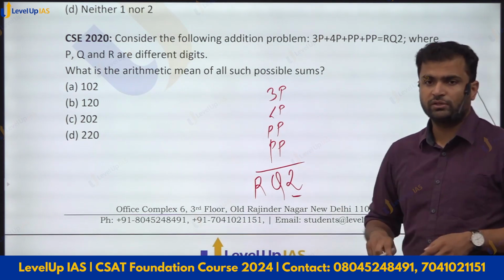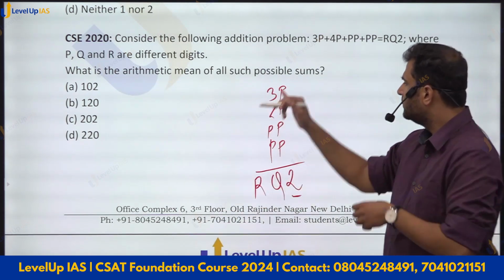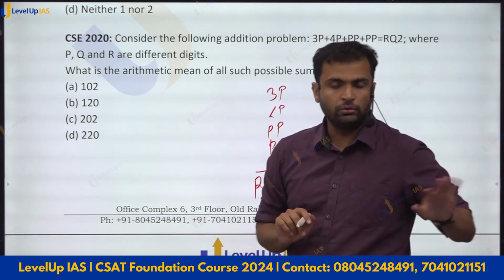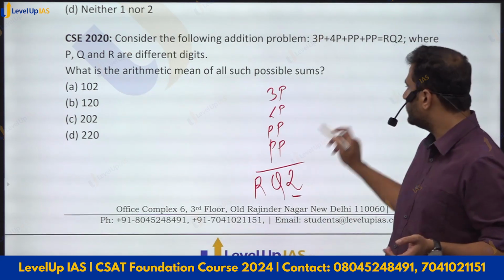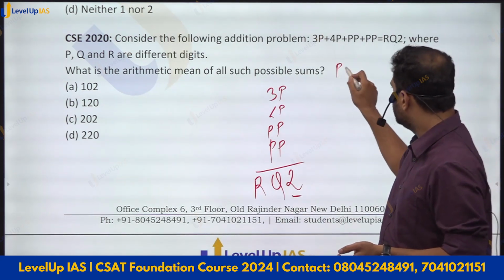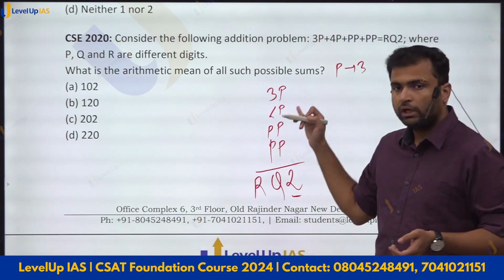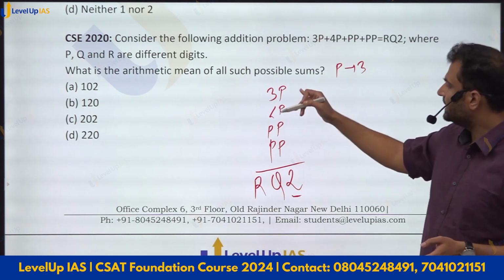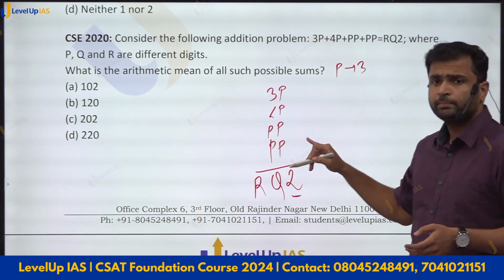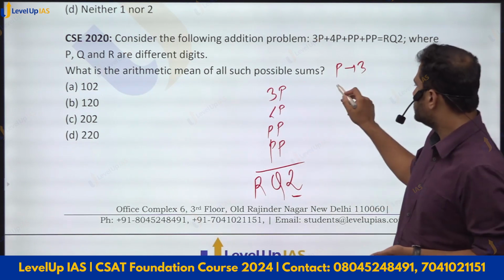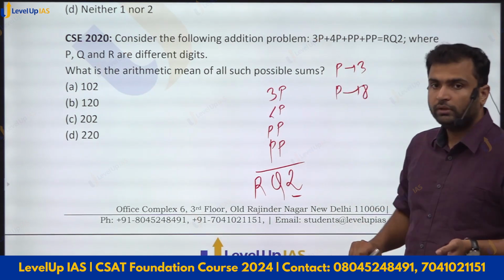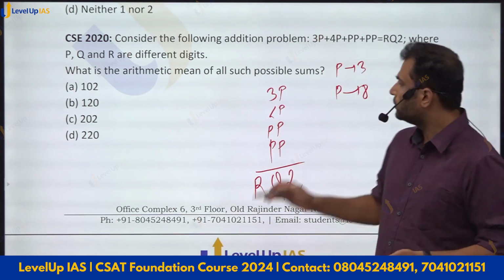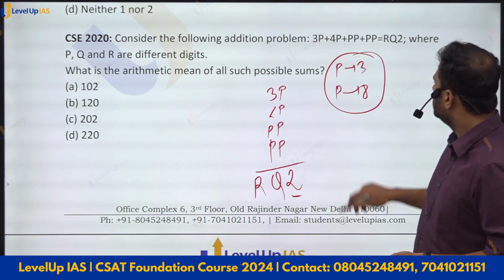2 being at the units place. So what can be the value of P? P plus P plus P plus P should be 2 at the end. Can P be 1? No. 2? No. 3? Yes, 3 into 4 is 12. So one possible value of P is 3. Can P be 4? No, 4 into 4 is 16. 5? No. 6? No. 7? No. 8? Possible. 9? 9 would give us 6 here. And 0? No. So the only possibilities for P are 3 and 8.